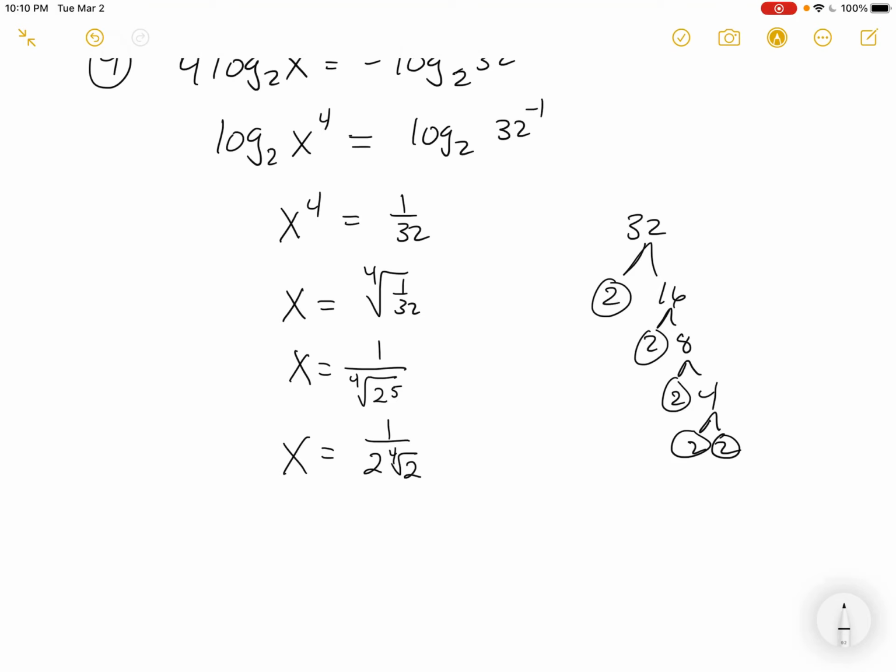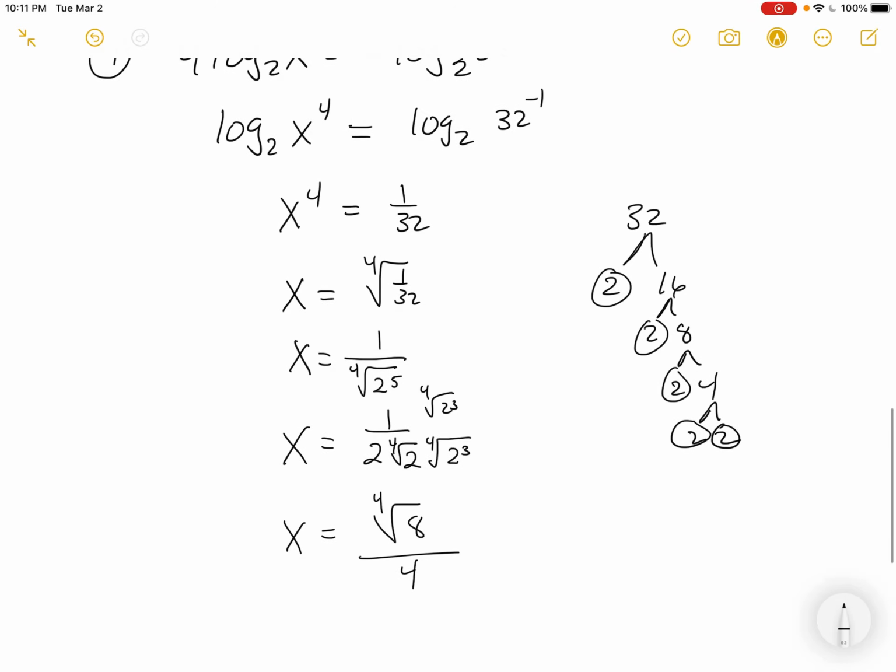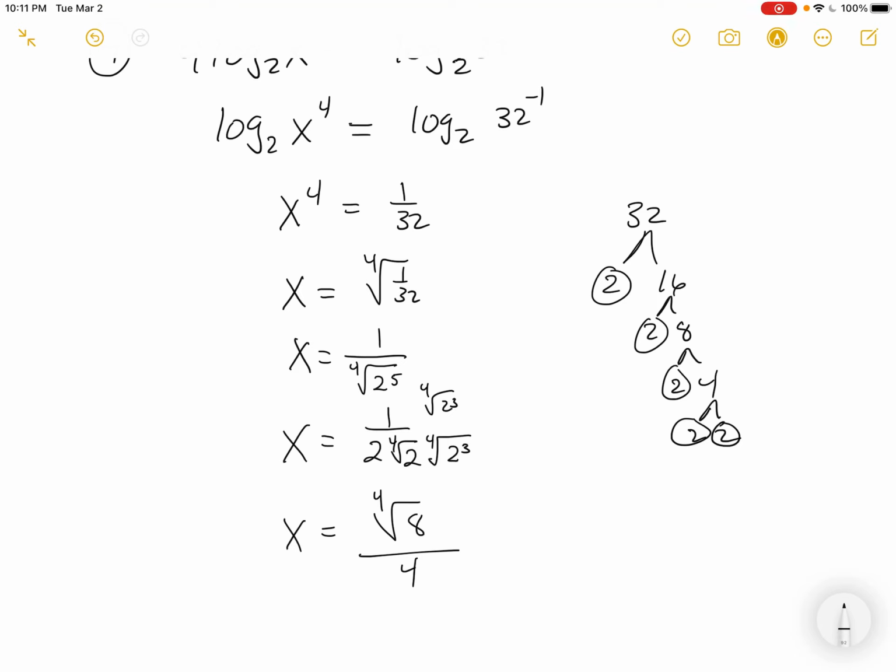1 over 2 times the fourth root of 2. Now, we don't like leaving these guys in there, so I got to take this as the fourth root of 2 cubed. So they're going to take a time to have us rationalize this. So what's x equal to? It's equal to the fourth root of 8, right? That's what 2 cubed is. All over, 2 is going to come out of here to join the other 2, all over 4. That would be the end answer there. The fourth root of 8 all over 4 would be an appropriate answer.